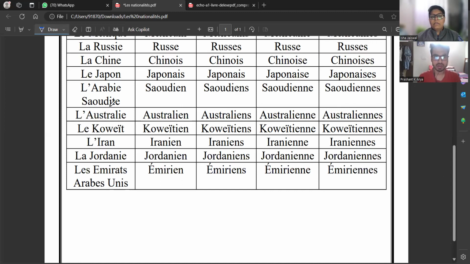L'Arabie Saoudite. Saudi. Saoudien, Saoudienne. Saudia and Saudian. L'Inde. L'Australie. Australia. Australian. Le Koweït. Koweïtien, Koweïtienne. Kuwaitia, Kuwaitian. L'Iran. Téhéran. Then, how will you pronounce? Iranian and Iranian. Yes. Something like that.